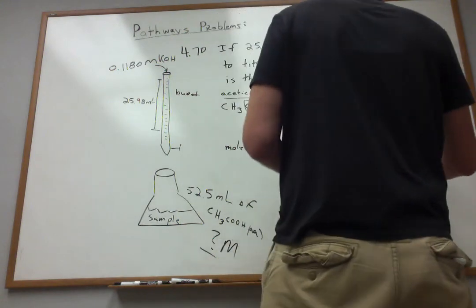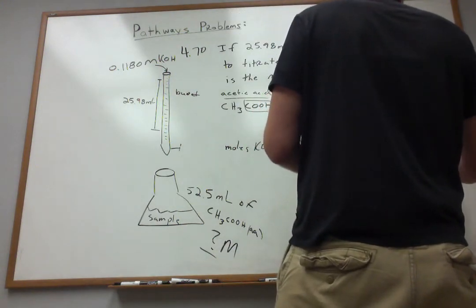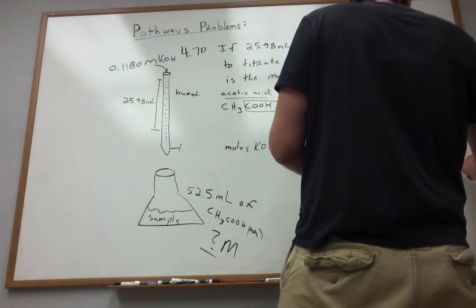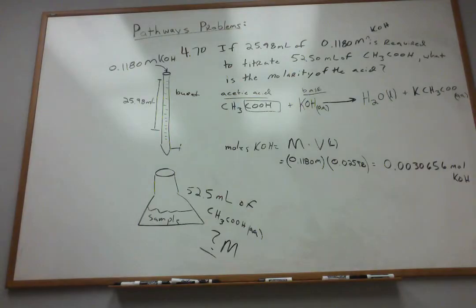It looks like this titration consumed 0.0030656 mole of KOH. So that's what it cost me to reach the end point, right? The number of moles of KOH to get there.